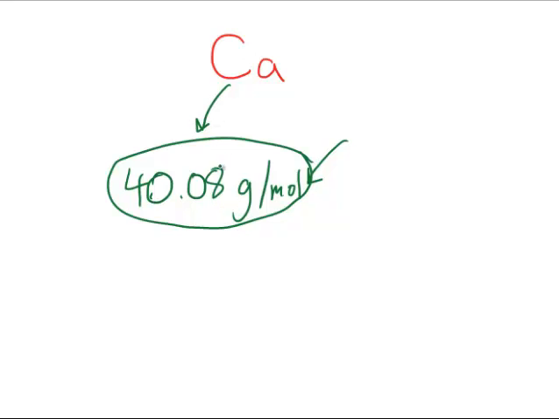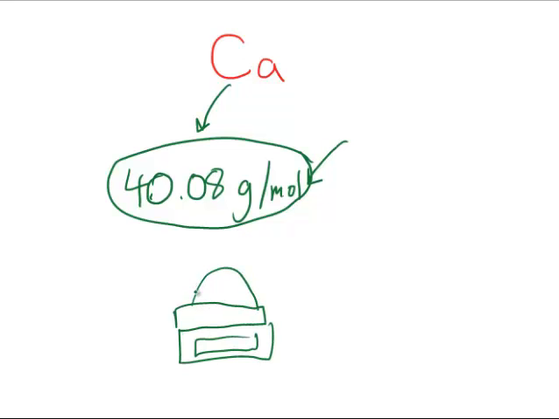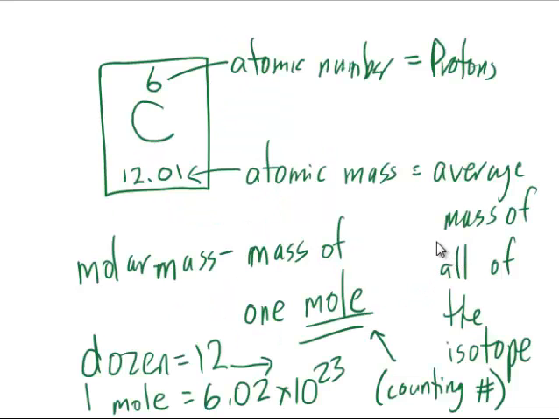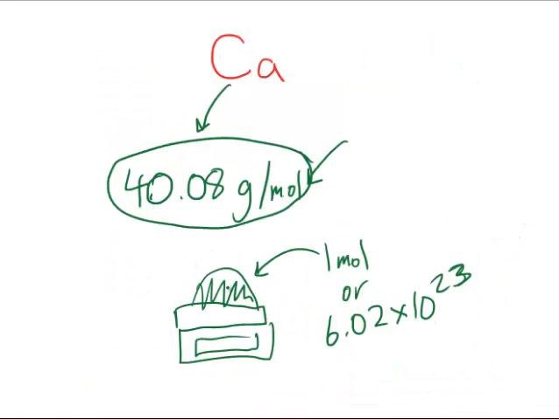That means that if you weighed out 40.08 grams on a balance, so you take a balance, it has a little readout on here. You make a little pile of calcium, 40.08 grams, and you know that you have 1 mole of atoms in there. Or you can say it as you have 6.02 times 10 to the 23rd atoms in that sample.